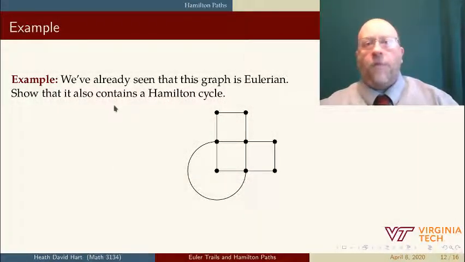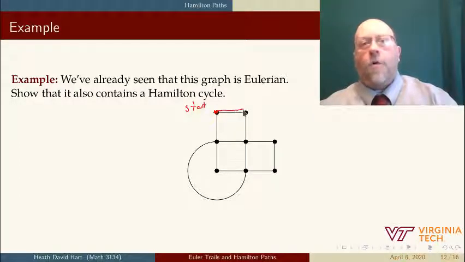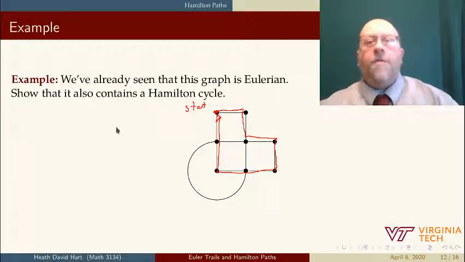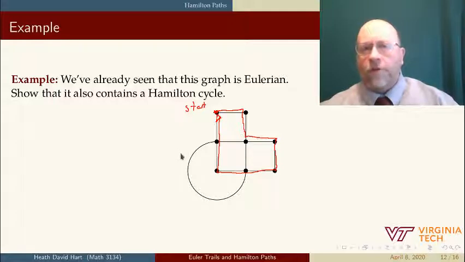So this graph is Eulerian. Let's also show that it contains this Hamilton cycle. So I pick a starting point. And if I go around the graph this way, I have used every vertex and came back to the starting point. I used every vertex exactly one time. And I didn't use every edge, but that's okay. I just hit all the vertices.